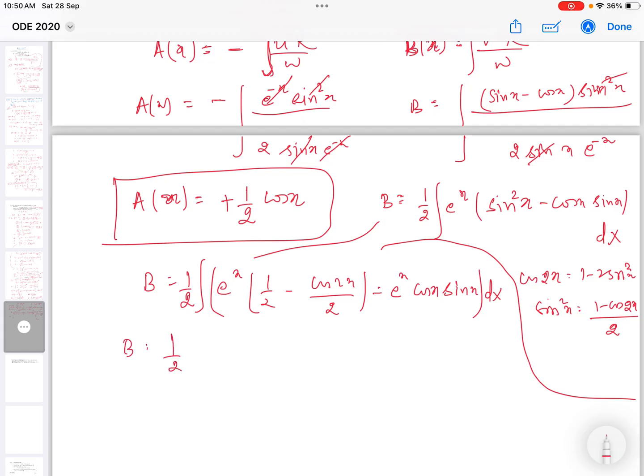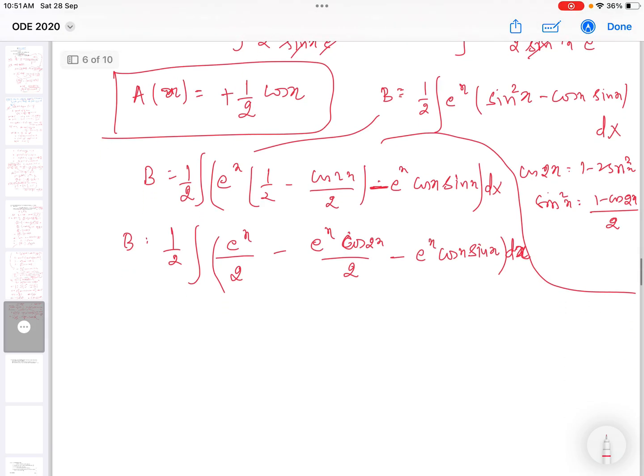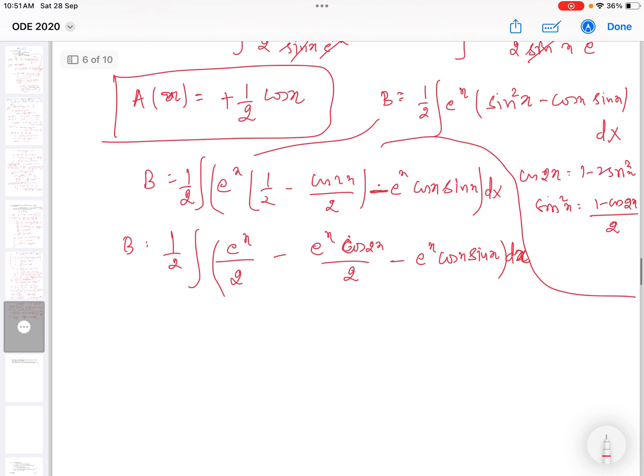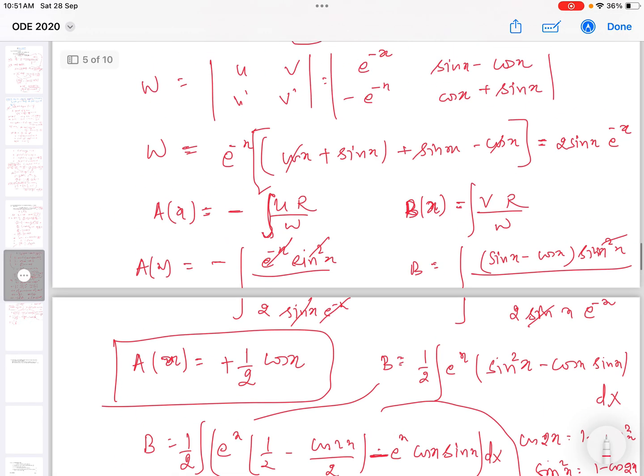b is equal to half of e to the power x by 2, fine, minus e to the power x cos 2x by 2, then e to the power x cos x sin x. I hope we are correct and have not made any calculation error. Yeah, I think so. Again, it will become half. This will be as it is. Fine.